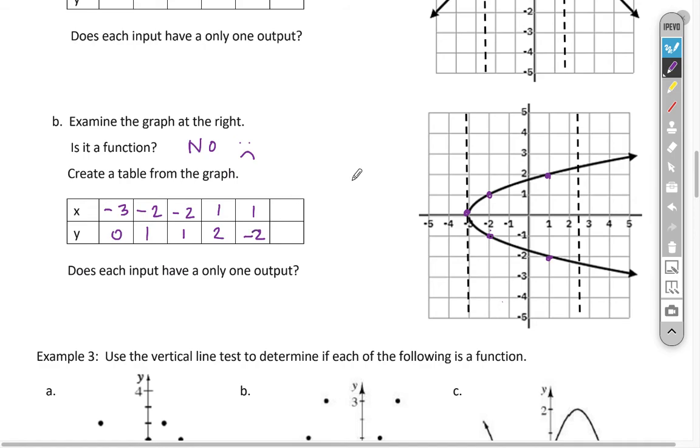And we're just going to leave this one blank. So we already know, based on the vertical line test, that this is not a function. But let's just double check it. It says, does each input only have one output? Which is asking us, like I said before, are all x's different?